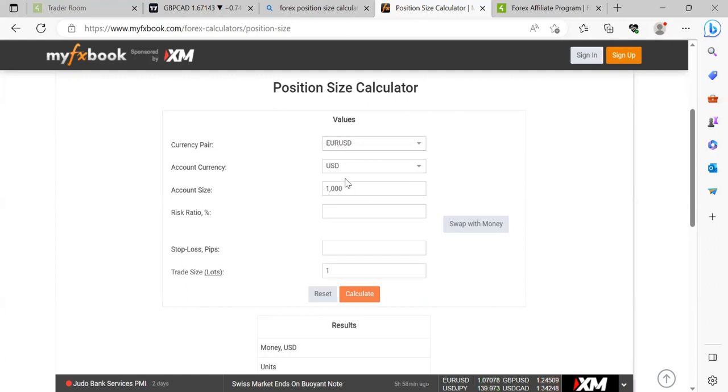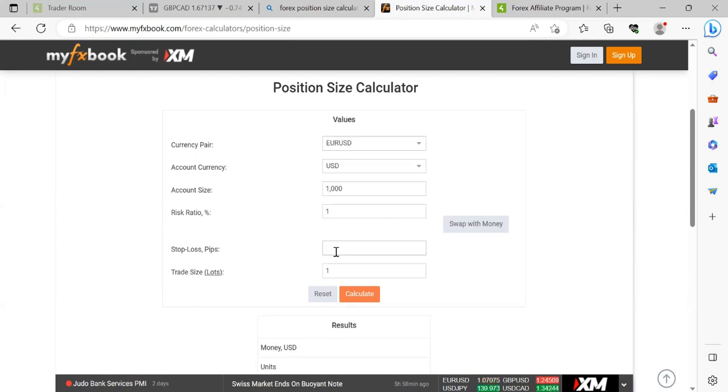Now you say, okay, out of this money, I want to risk 1%. Let's say 1%. So I want to risk 1%. You just type 1, you put 1 there. Now you set your stop loss. Anytime you want to enter a trade, you must know your stop loss. Is it the minimum stop loss I normally use?